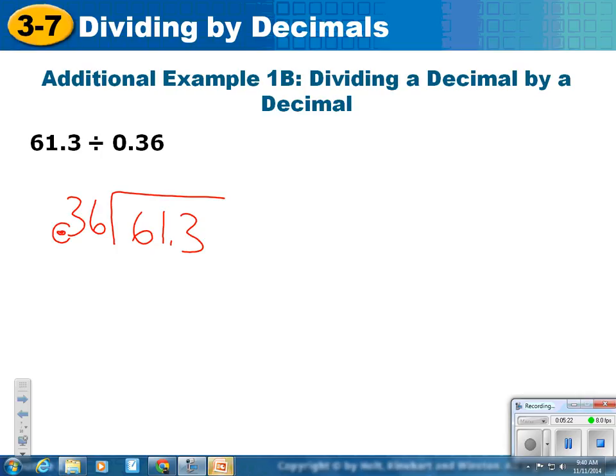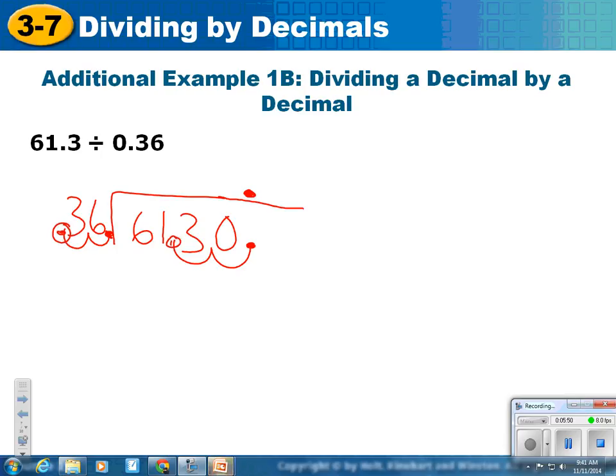Can I have this dot here? No, how many places over do I have to move it? 2. So I got to move it 1, 2. So if I move that one over 2 places, how many do I have to move that one over? 1, 2. Whoa. What do I do here? Add a 0 here. I need a placeholder. And now my little dot on my answer to my problem is going to end up being right there.